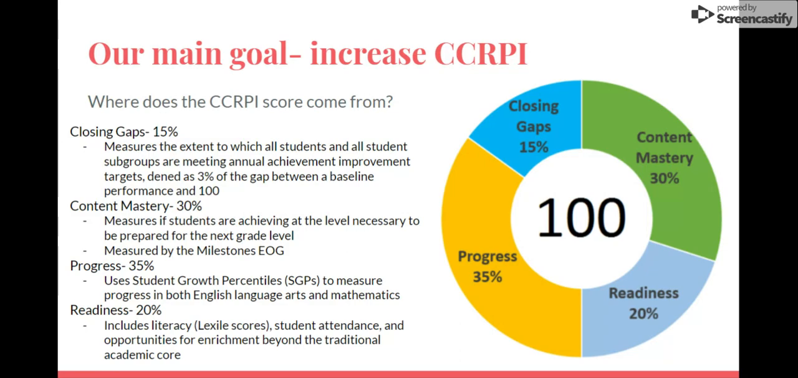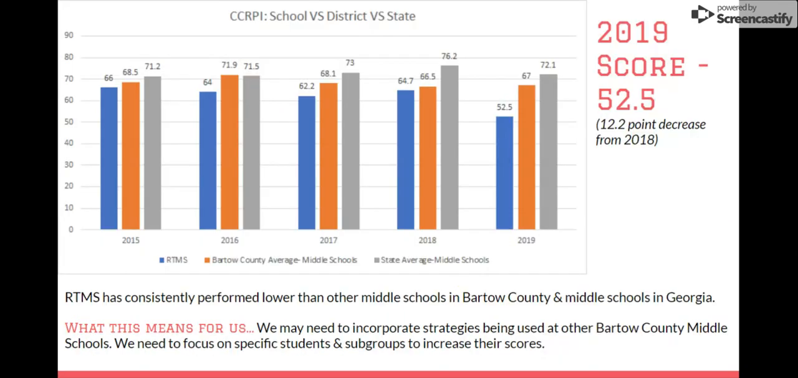Our main goal throughout all this is to increase CCRPI. CCRPI comes from 4 different categories: 15% closing gaps, 30% content mastery, 35% progress, and 20% readiness. So our game plan needs to address these 4 content areas.